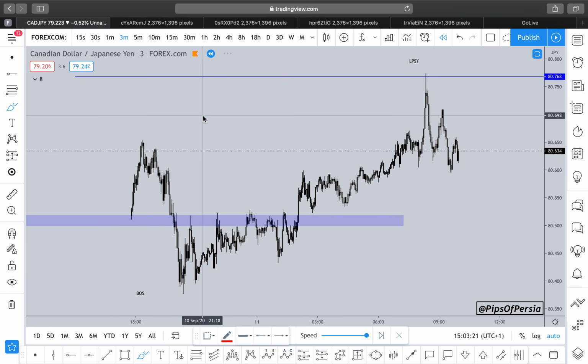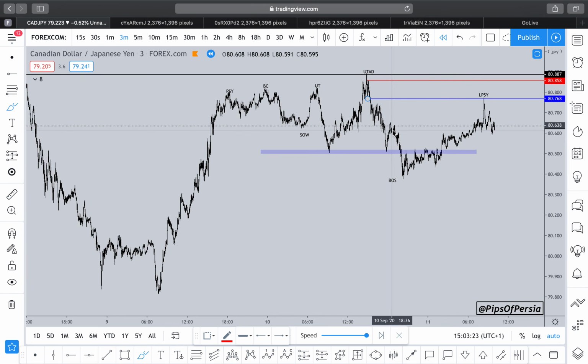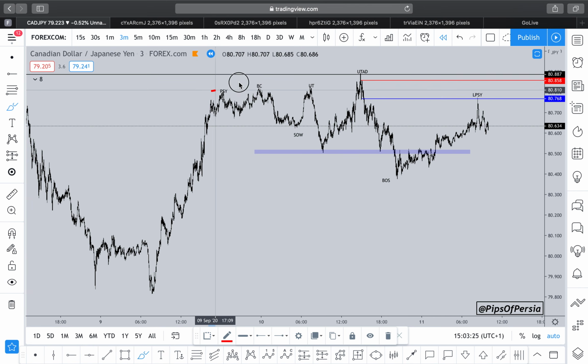So the market has mitigated out of whatever it needed to. There's nothing else that needs to be taken care of, and we have got a full distribution over there. There is no need for this market to come back up. There is no need for this market to create a new high. There's no need for this market to even go above that last point of supply for that matter.